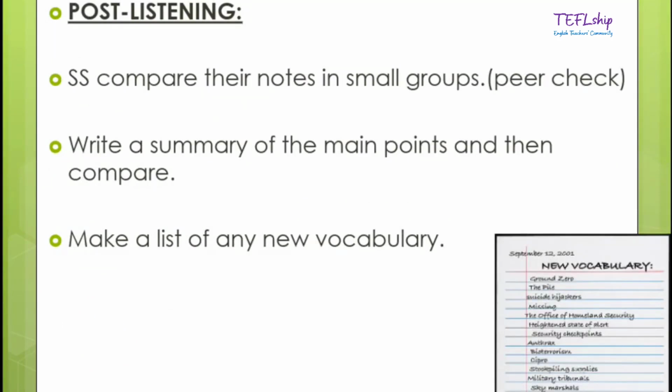After we finish, the last step is the post-listening. Students must compare their notes in small groups. For example, they can do a peer check, and this is a communicative activity, as I said. Or they can write a summary of the main points and then compare with each other. Or they can make a list of any new vocabulary. All of these are communicative activities they can do after listening.